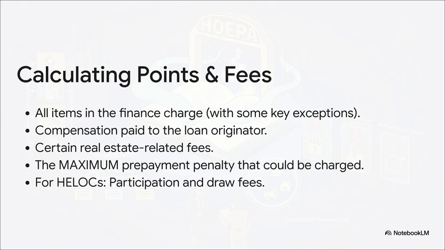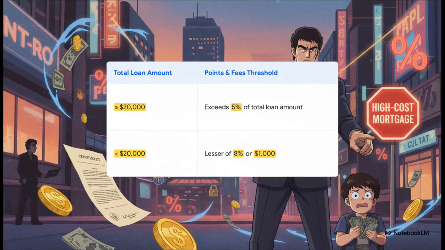That's where a lot of these calculations go wrong. So once you've added all that up, you compare your grand total to these thresholds. For most loans, those $20,000 or more, the trigger is 5% of the total loan amount. For smaller loans, it's a bit different, the lesser of 8% or $1,000. And you have to remember, these dollar amounts get adjusted for inflation every year, so it is absolutely critical that you're using the right numbers for the year the loan is originated.